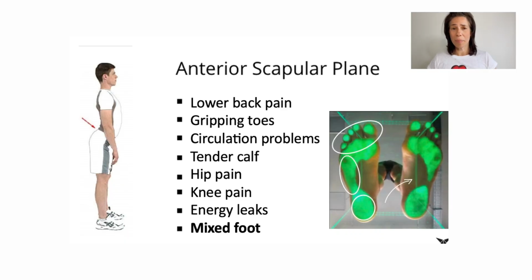So let's get started. The first body type is commonly referred to as the anterior pelvic tilt. It's also called the military posture. I like to refer to it as the anterior scapular plane. And this is because, as you can see from your screen, the shoulders are in front of the glutes. And what ends up happening, the curve at the level of the lower back becomes accentuated.